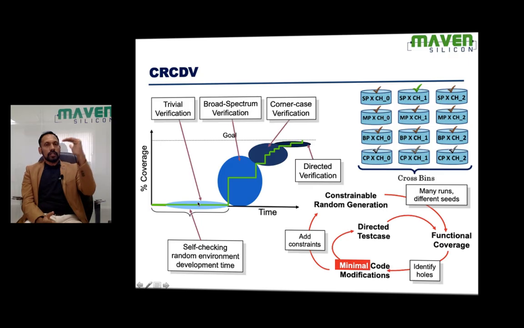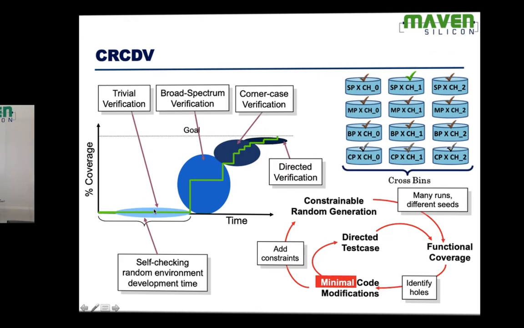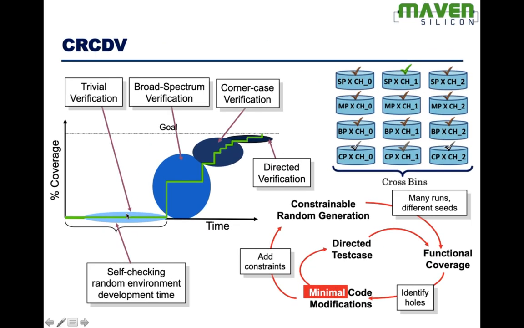And once you reach the saturation point, the coverage will never improve. And once you realize that, then you may want to switch from random simulation to directed test case. That's how you would be able to reach 100% coverage. This is called constrained random coverage driven verification.